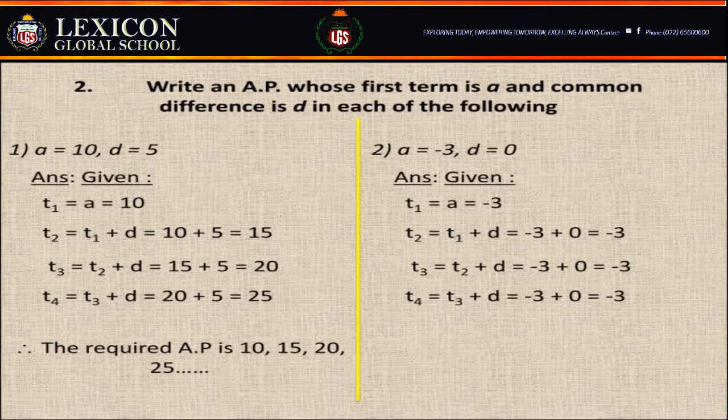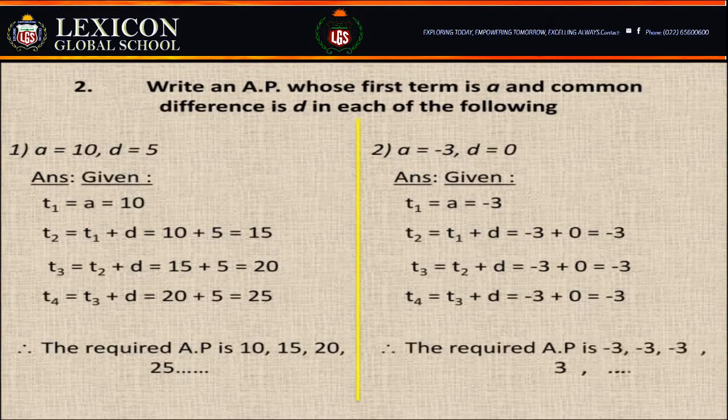We found the first 4 terms, so the required AP is minus 3, minus 3, minus 3 and so on. Since the common difference was 0, the same number would be repeated because there is no difference only. So this number will go on and on and on.